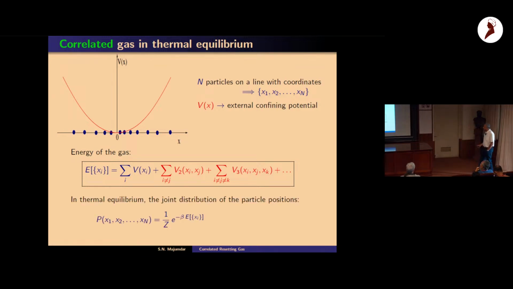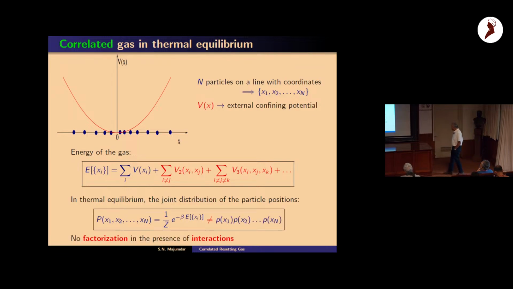We assume that the gas is in thermal equilibrium, which means that the joint distribution of the positions of the particles, or the probability of a configuration, is just given by the Gibbs-Boltzmann weight here, where beta is the inverse temperature. And 1 over Z is just a normalization constant which normalizes to 1, so it's the partition function of the gas. Now the point is that when you have interactions, this interacting term here, the joint distribution does not factorize into individual distributions, which means that the gas is actually correlated. If you didn't have these red terms here, then of course it would factorize, and that would be the ideal gas.